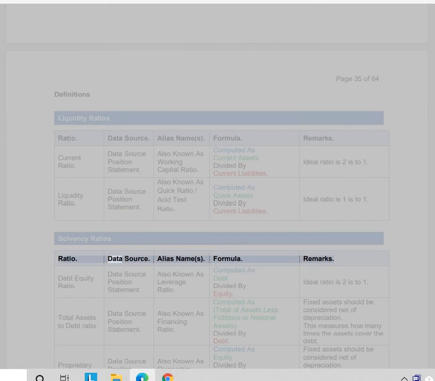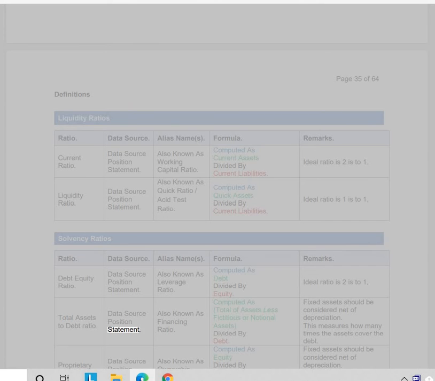Solvency ratios. Again, each ratio is described by its data source, alias names, formula and remarks. Debt-equity ratio. Data source: position statement. Also known as leverage ratio. Computed as debt divided by equity. Ideal ratio is 2:1.